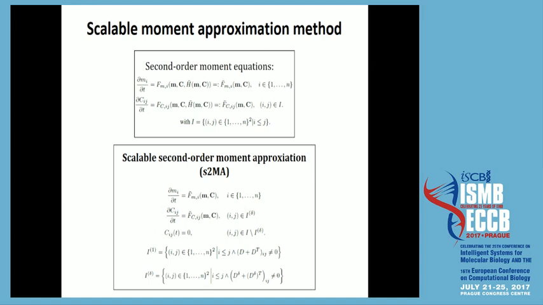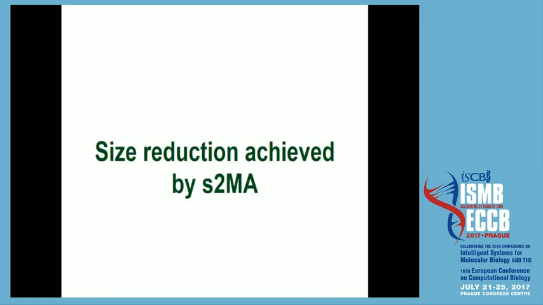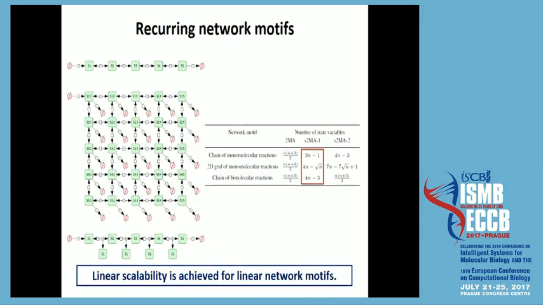Now we want to see how it performs and how much size reduction we can actually achieve by doing this reduction. So first we looked at a set of network motifs that occur commonly in biological networks.